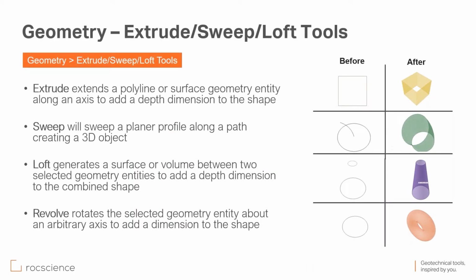After drawing or importing polylines or creating surfaces, there are different ways of creating volumes in the RS3 software. For example, you can extrude the polylines in a vertical direction in any plane that you want, or you can sweep the polylines along a defined path, or if you have two polylines facing each other, you can create surfaces and volumes using the loft option. So these are very handy options in the RS3 software.